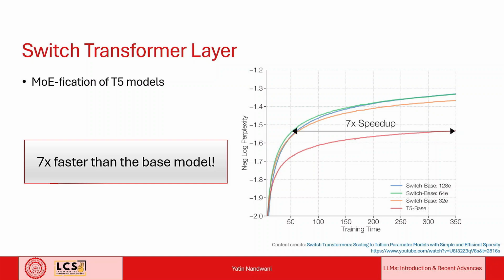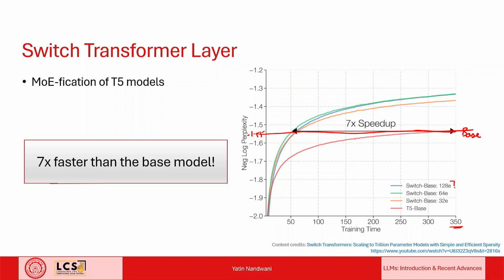So here we look at the graph where on the x-axis we have training time, and we are plotting the perplexity as the training time, the clock time, increases. With respect to the base model, T5 base, to achieve the same level of perplexity, if I put a horizontal line at 1.55, T5 took 350 units, whatever that unit is.